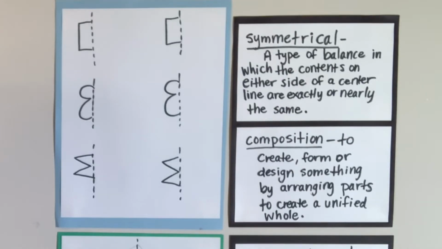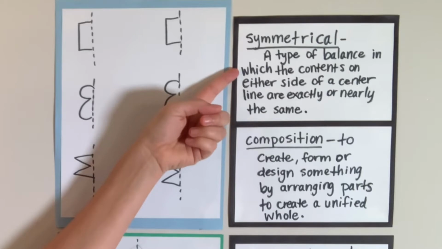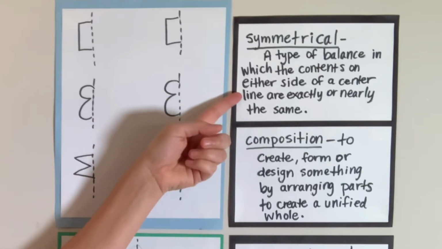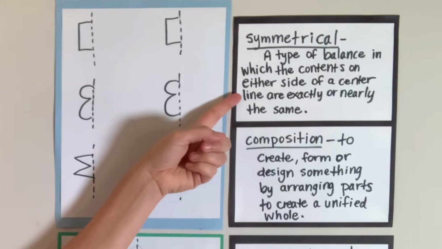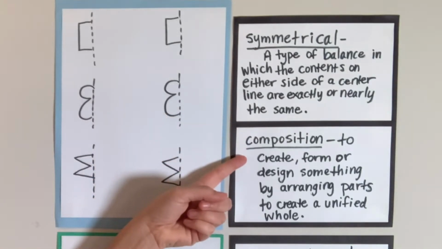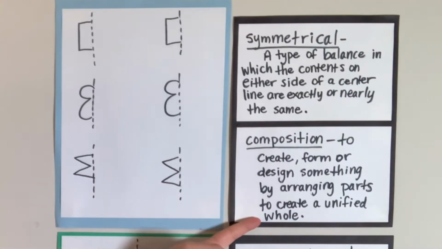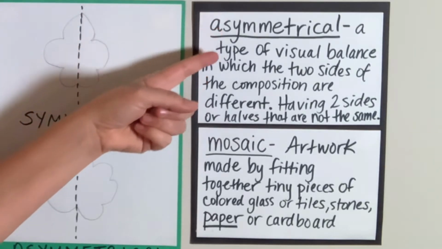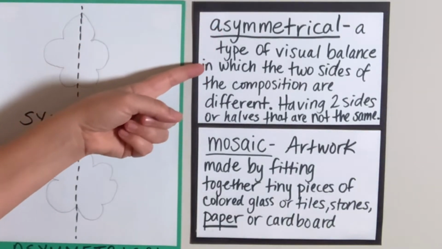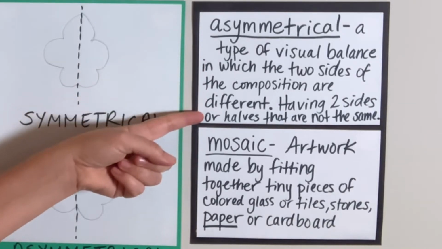Follow along as I read the definition of our vocabulary words today. Symmetrical, a type of balance in which the contents on either side of a center line are exactly or nearly the same. Composition, to create, form, or design something by arranging parts to create a unified whole. Asymmetrical, a type of visual balance in which the two sides of the composition are different, having two sides or halves that are not the same.